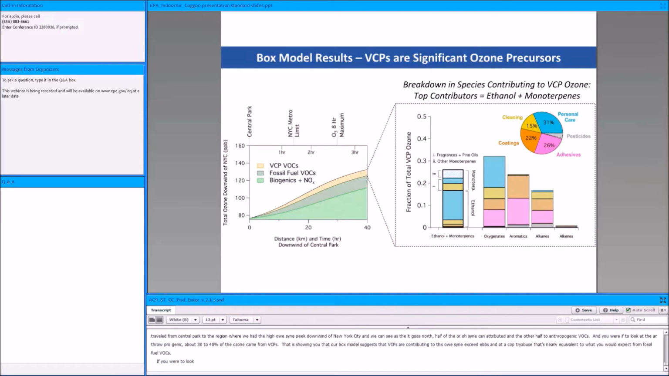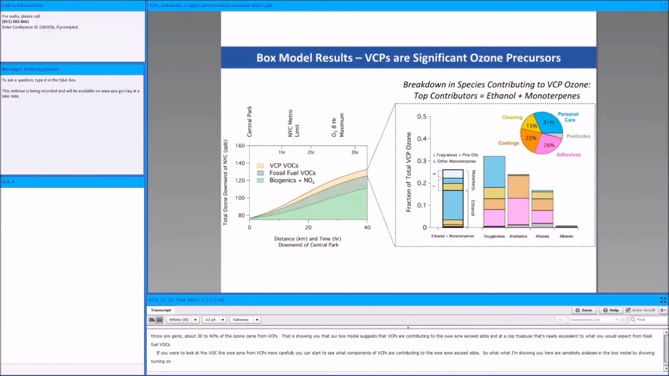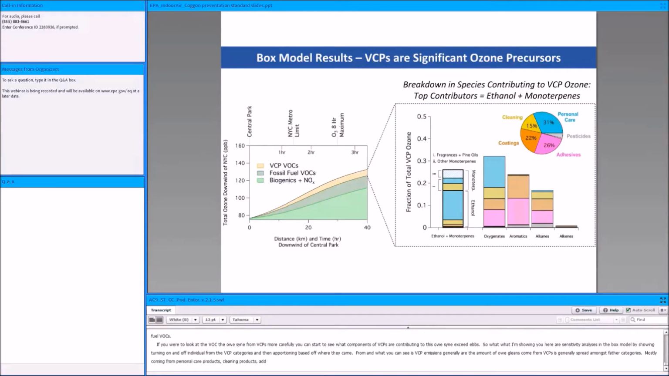If you were to look at the ozone from VCPs more carefully, you can start to see what components of VCPs are contributing to this ozone exceedance. What I'm showing you here are sensitivity analyses in the box model, turning on and off individual VOCs from the VCP categories, and then apportioning these based off of where they came from. And what you can see is that the amount of ozone coming from VCPs is generally spread amongst about 4 categories. It's mostly coming from personal care products, cleaning products, coatings, and adhesives at pretty much equal proportions.